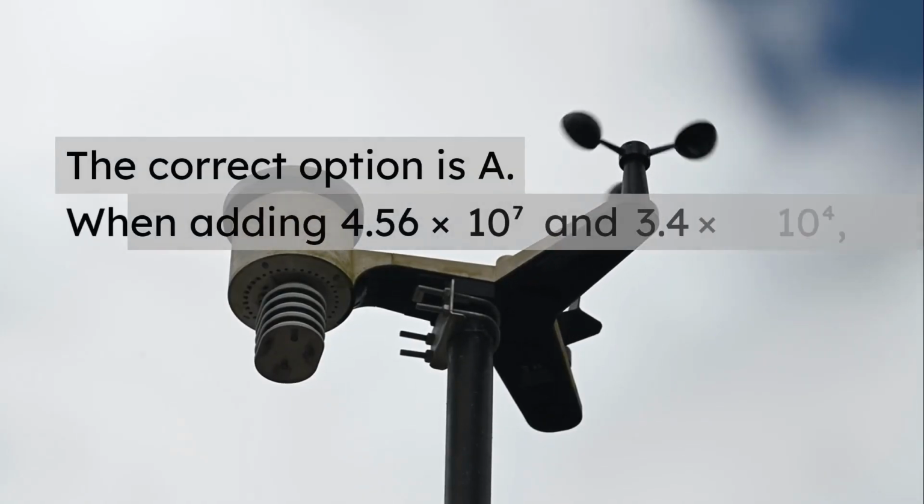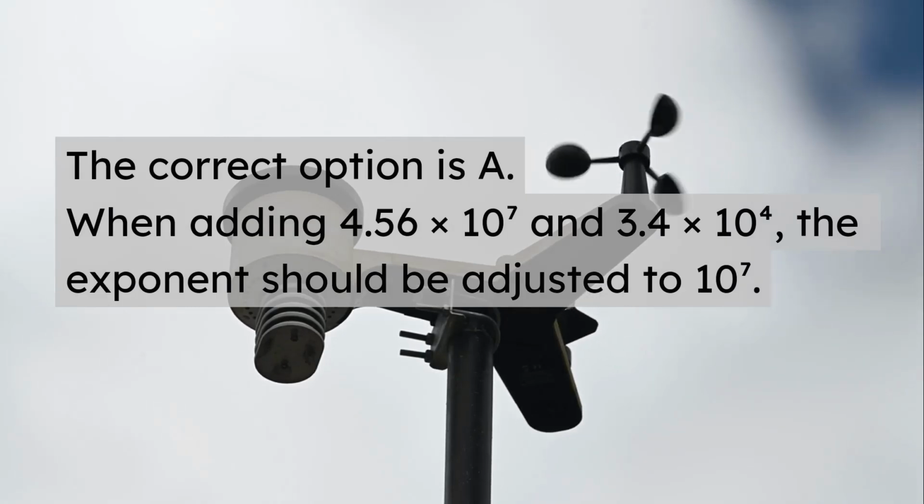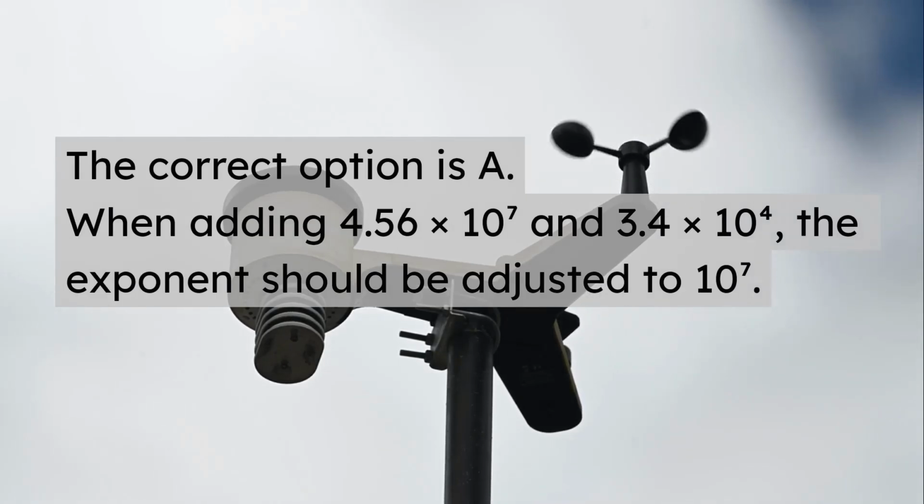The correct option is A. When adding 4.56 times 10 to the power of 7 and 3.4 times 10 to the power of 4, the exponent should be adjusted to 10 to the power of 7.